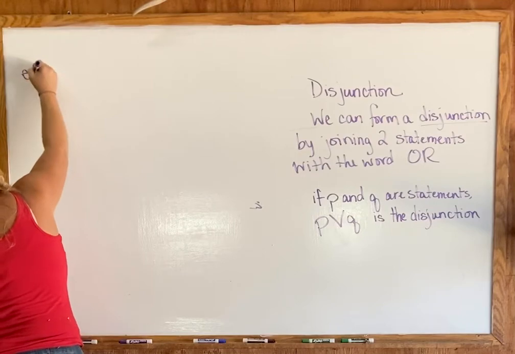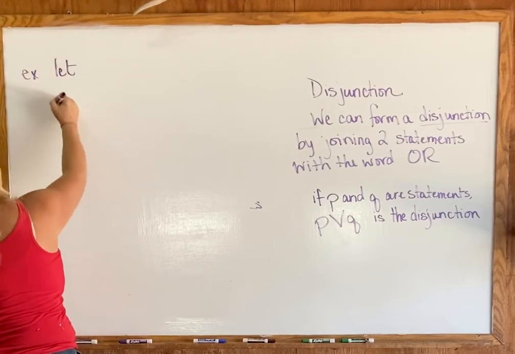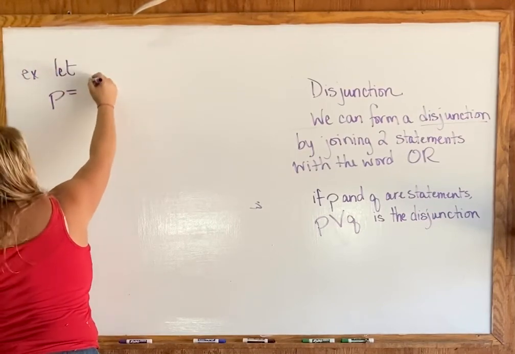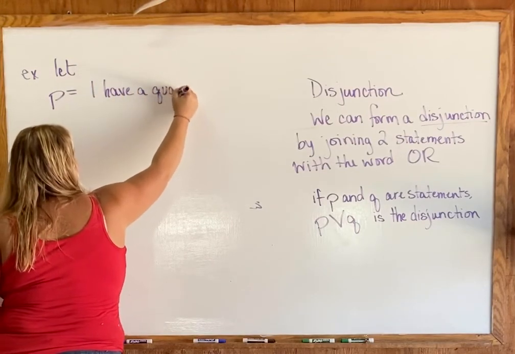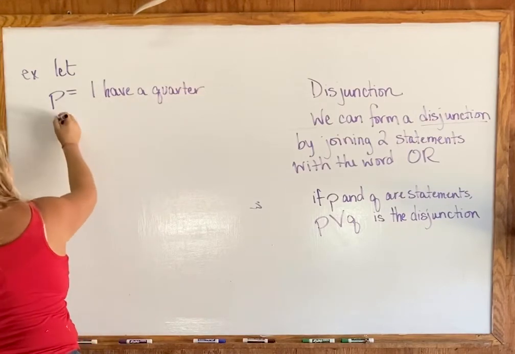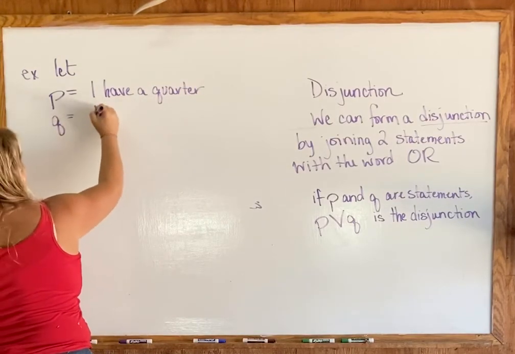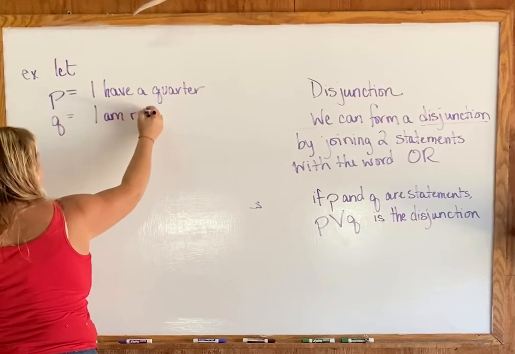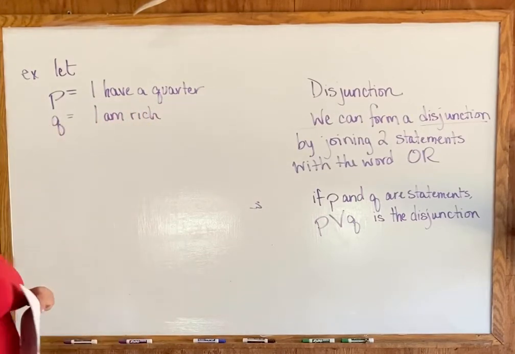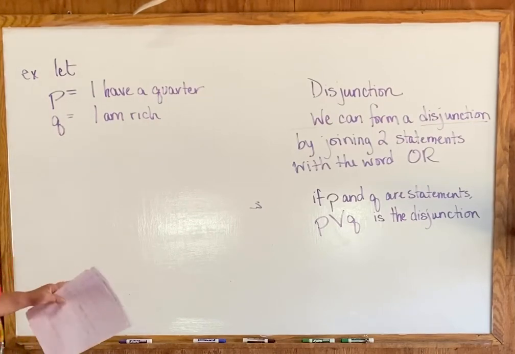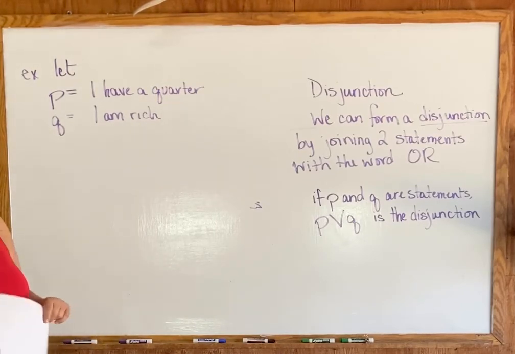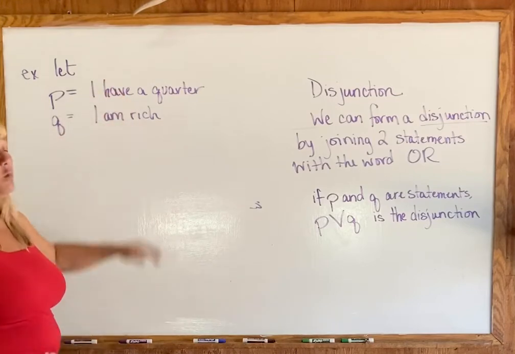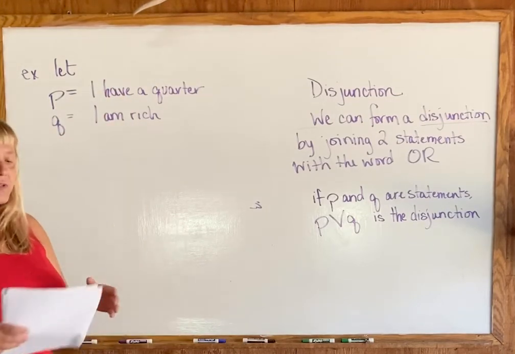Okay, so here's our example. Let P be, I have a quarter. And Q is going to be, I am rich. Now again, both of those are statements, okay? They might be true, they might be false. I do have a quarter. I am not rich though. So the first one in my case is true. The second one, unfortunately, is false, but they are both statements.